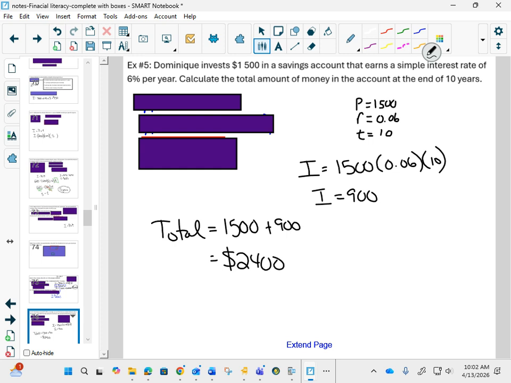So is that a lot of interest? Is that bad or good? It's pretty good. You made $900 for doing nothing. Keep in mind, you're not borrowing on that one. You're investing, so that interest is good interest.